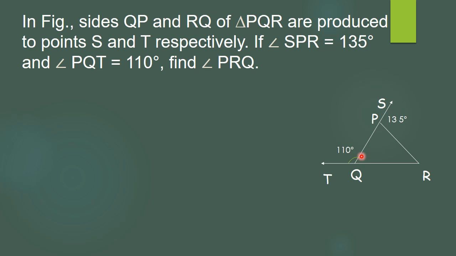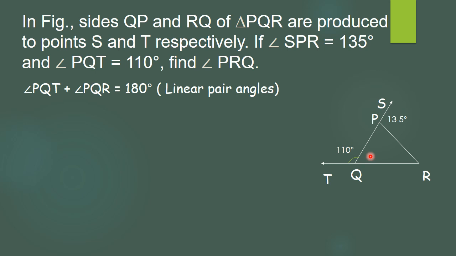First, as this is a linear pair, RT is a ray, or we can say that it is a line. So this is a linear pair angle. Using the linear pair angle, we can find out the measure of angle PQR. So first we'll do that.